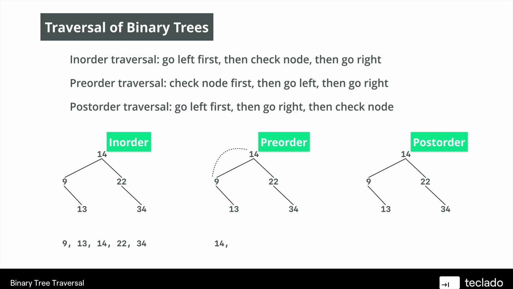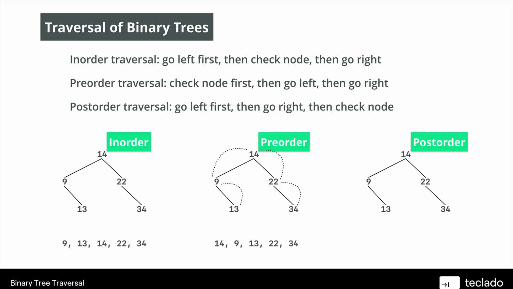So once again, you print it out, and then you go left, but it doesn't have one, so then you go right. Then you're at a new node, and you print it out. Then you go left, and you go right, but it doesn't have either, so you end up again at 14. Now you're going to go right, and print 22 out. Then you're going to go left, doesn't have one, then you're going to go right, you're going to end up at 34, and you're going to print that out.